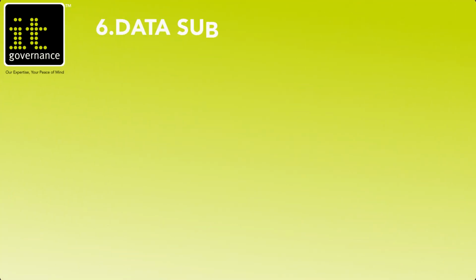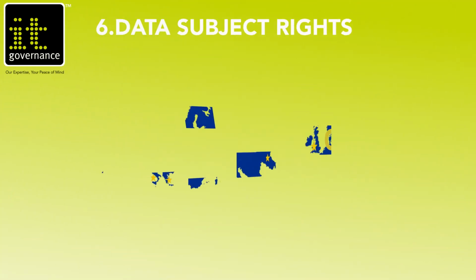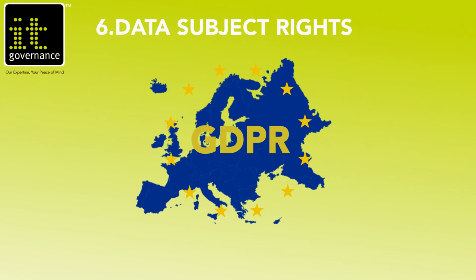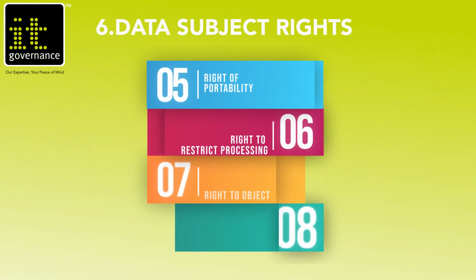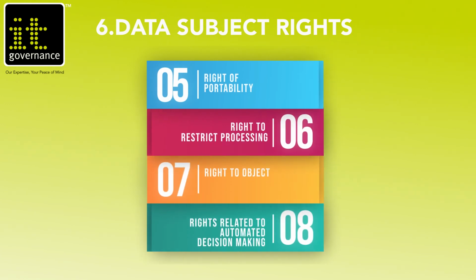Data subject rights. The GDPR gives individuals 8 data subject rights, which you should list and explain in your privacy notice. The right to be informed, right of access, right of rectification, right to be forgotten, right of portability, right to restrict processing, right to object, and rights related to automated decision-making, including profiling.